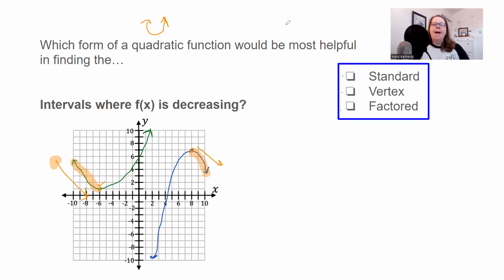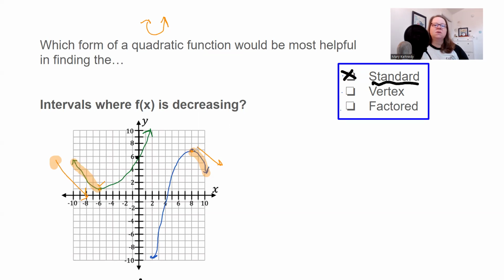Okay. So as we think about that, let me change this. Okay. So think about the standard form is going to tell us where the y-intercept is. Well, this one has a y-intercept here. This one is somewhere, way below the graph. That doesn't have anything to do with whether it's decreasing or not. So that's not what I want to do.